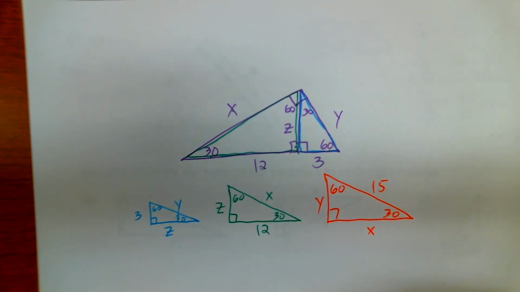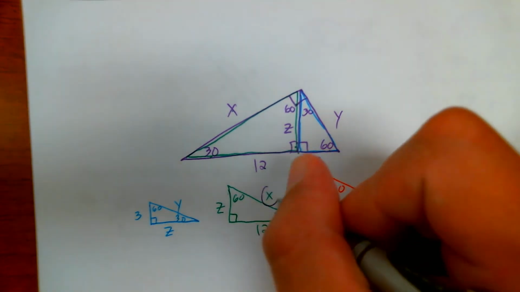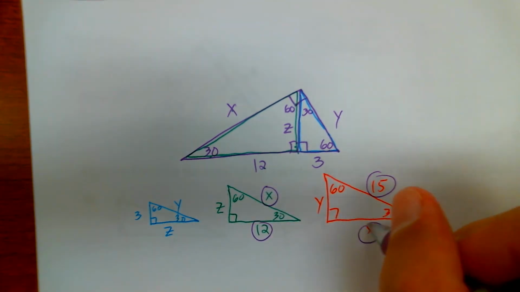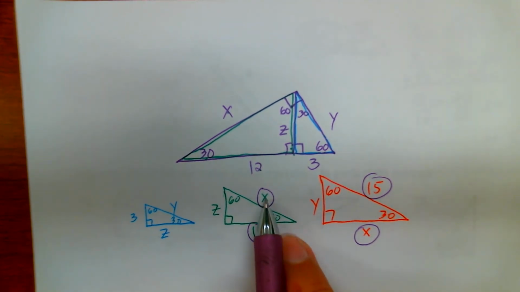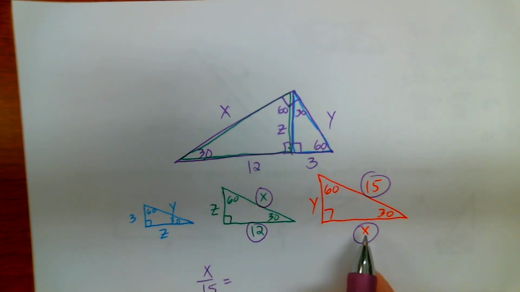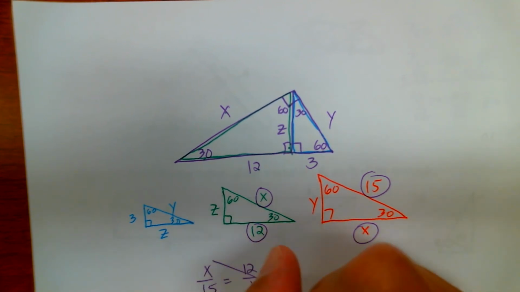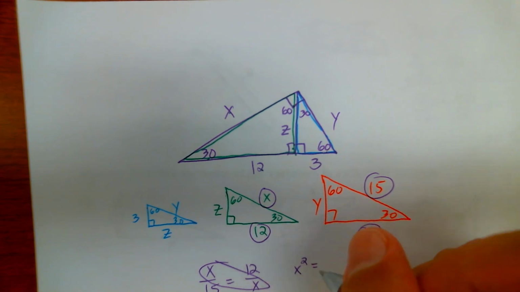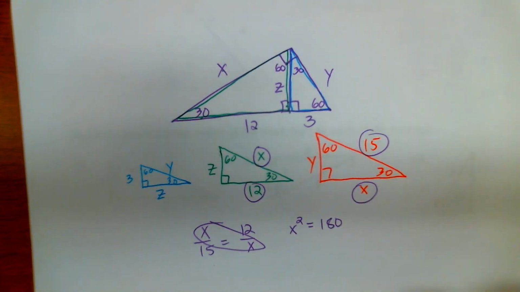Okay, let's start with X. Can I do anything with X? I have an X and a 15 and 12 and an X. Yep, so I can set that up. Left over right, X over 15 equals left over right, 12 over X. Cross and multiply, and we get X squared is equal to, I believe that's 180.